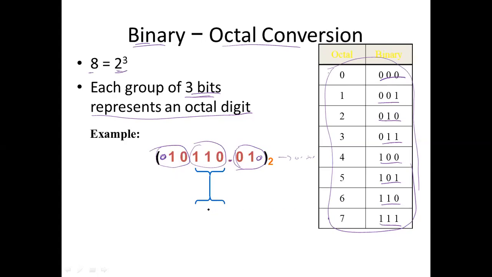Okay, now look at 110. 110 is equivalent to 6. Okay, this is the grouping. You can assume 0, 110 is equivalent to 6, 010 is equivalent to 2, and this 010 is again equivalent to 2. Put a point here. Okay, so the answer is 262, and that is in octal number system.